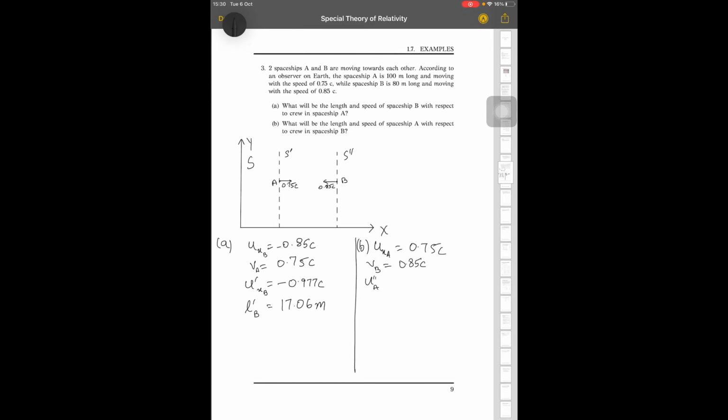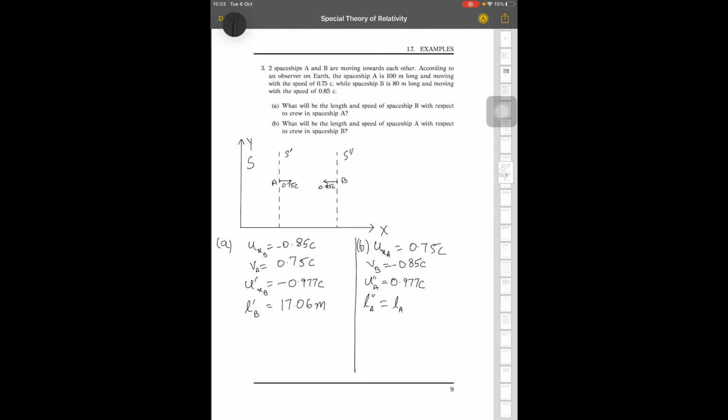Now U double dash A equals UXA minus VB upon 1 minus UXA into VB by c square, which is equal to 0.75 c plus 0.85 c upon 1 minus 0.75 c into minus 0.85 c upon c squared, which is equal to, obviously, 0.977 c.